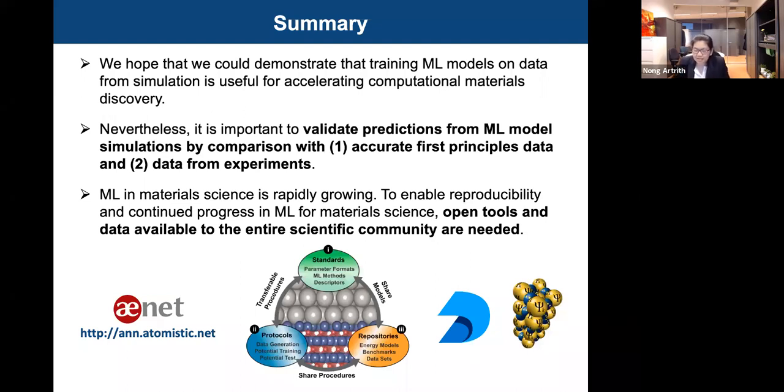But before we really leave that, I think after we predict the reference data, we also need to validate our predictions. For example, of course, compare with your accurate first principles data. And also don't forget to compare your predictions with experimental data.